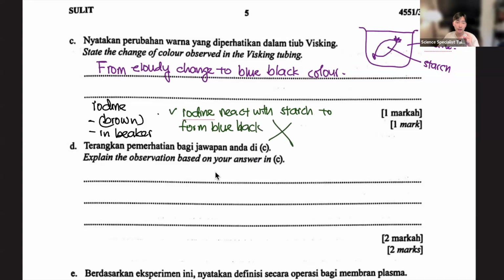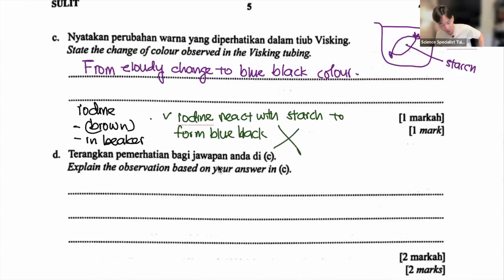Don't put this answer right now. Remember, don't put this answer, because they are students. They say, hey, why the change to black color? Because iodine reacts with starch to be blue black. So iodine reacts with starch is blue black. My goodness. Okay, my goodness. It's not.